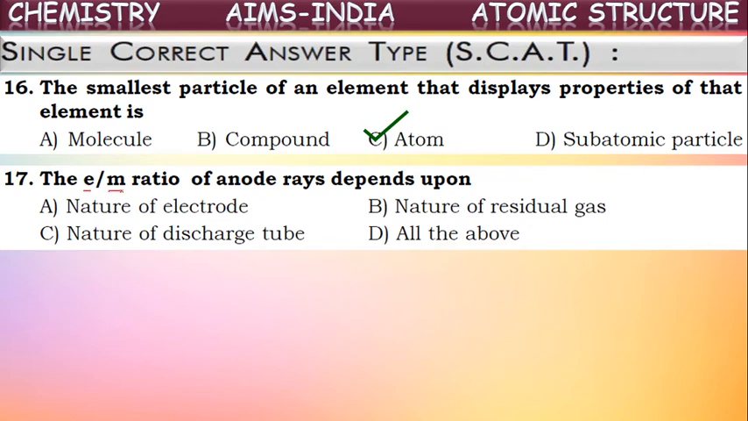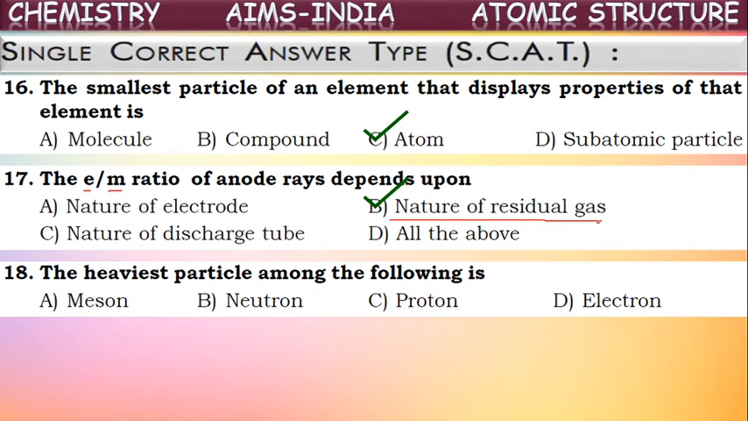This charge to mass ratio changes for anode rays when the gas taken in the discharge tube is changed. So it depends upon the nature of the gas, or the residual gas, in the discharge tube. If you take hydrogen gas, we get one kind of e by m ratio for anode rays. If we take helium gas in place of hydrogen, then we get a different e by m ratio. In this way, as we change the gas, the e by m ratio also changes. Now we can say the e by m ratio of anode rays depends upon the residual gas taken in the discharge tube.